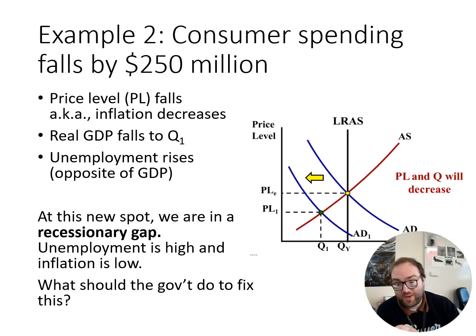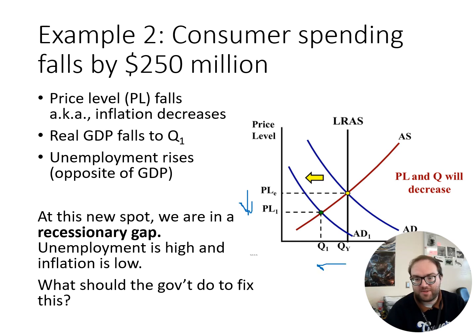So in this situation, we're going to have an aggregate demand decrease because consumer spending is one of the four parts of real GDP, C, consumer spending. So aggregate demand would decrease. And you can see off of the graph here that this would cause a price level decrease. We can see the decrease here, and a real GDP decrease here, which means unemployment is going to go up. So in this new situation, we're in a recessionary gap.